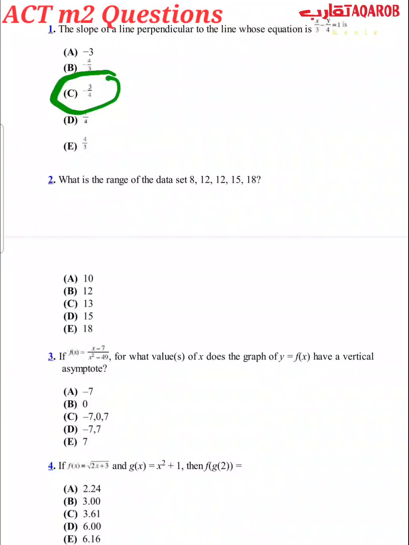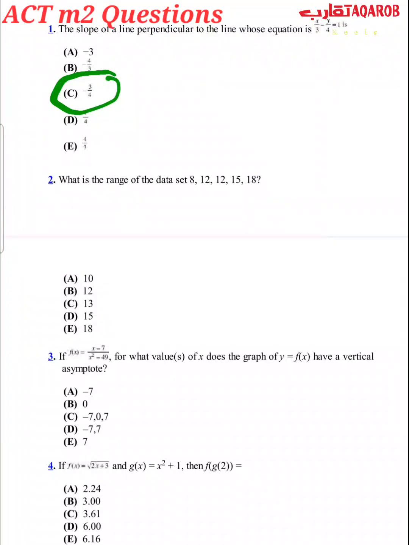What about question 3? If f of x equals x minus 7 over x squared minus 49, for what values of x does the graph of y equals f of x have a vertical asymptote? Here we need to find the vertical asymptote. Vertical asymptotes occur where the denominator is 0 but the numerator is not. The denominator x squared minus 49 factors into x plus 7 times x minus 7. Since both the numerator and the denominator are 0 when x equals 7, a vertical asymptote occurs only at x equals negative 7.